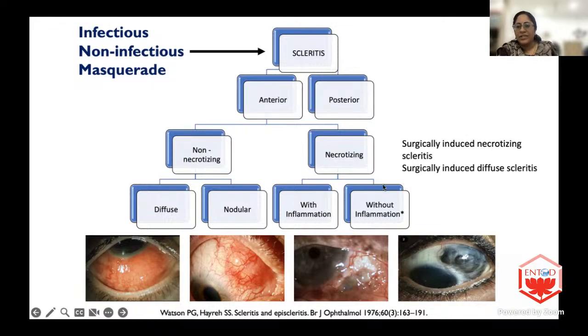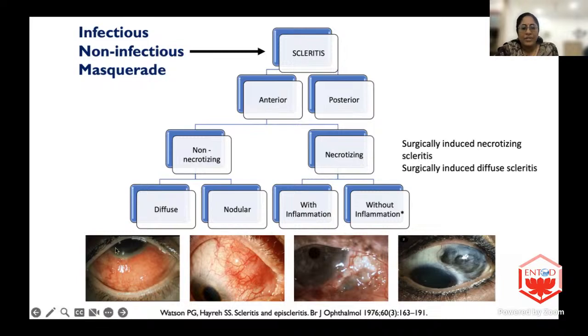We also have some additional semi-classification or newer entities, which we discovered along the way as we kept treating patients over a period of time, that even after surgery, you can induce scleritis, you can incite scleritis. So that is called a surgically induced scleritis. That can be both surgically induced necrotizing scleritis or surgically induced diffuse scleritis also.